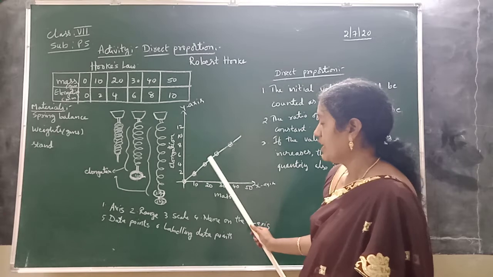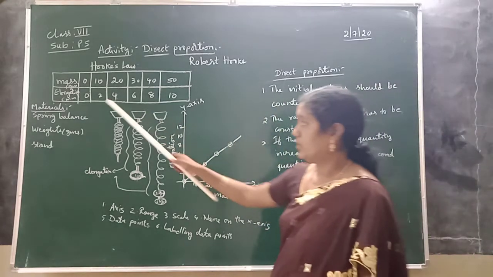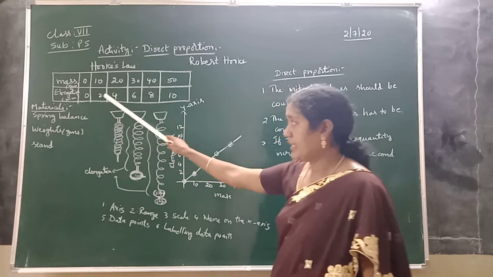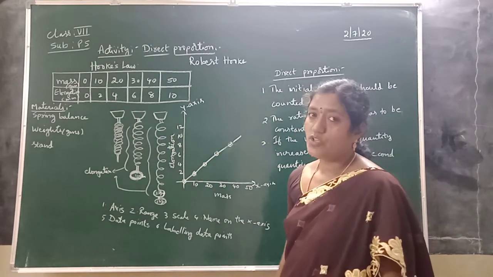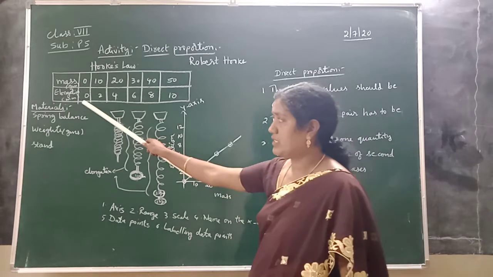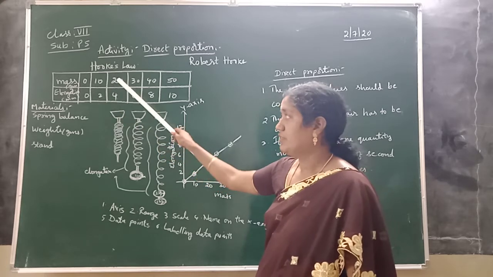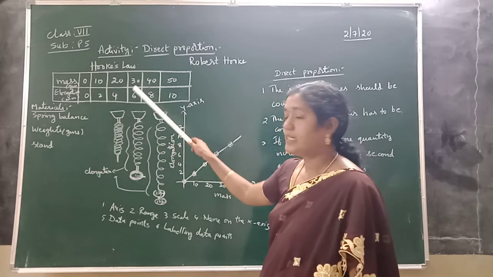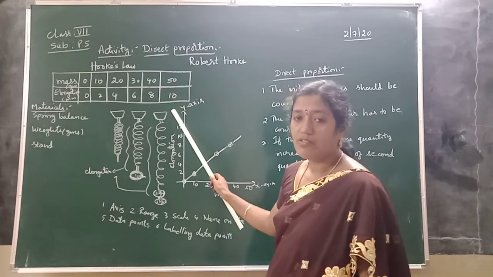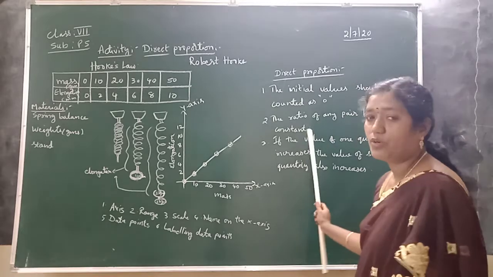Now we will see. Here the initial value should be counted as 0. The first values are always 0. Next, the ratio of any two quantities is found to be constant, leaving aside the first one. 10 by 2, what is 10 by 2, children? 5. 20 by 4, 5. 30 by 6, 5. 40 by 8, 5. 50 by 10, 5. So here the ratio of any two pairs has to be constant.